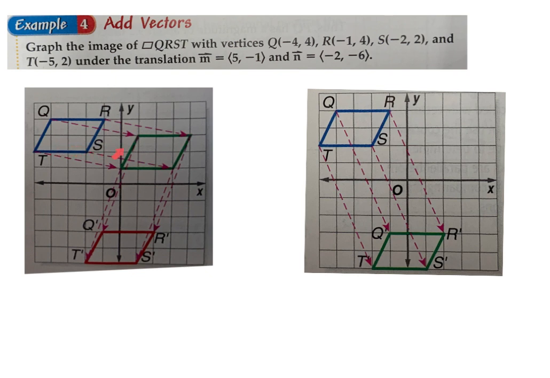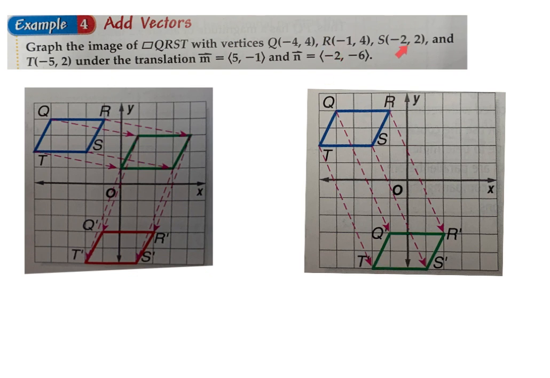If I were to translate it once and then translate it again, I could translate it 2 times, or I could just add my translations and translate it once. This would be the resultant vector here. If I were to add these two, 5 and -2, add those, -1 and -6, add those, and then I could just move it once. The 3, -7.